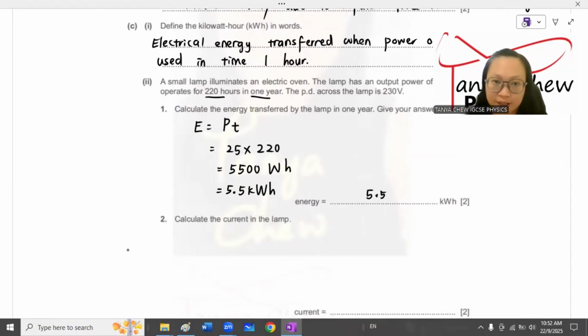Calculate the current in the lamp. For the current in the lamp, I'm going to use power is equal to IV. Power is given, which is 25.